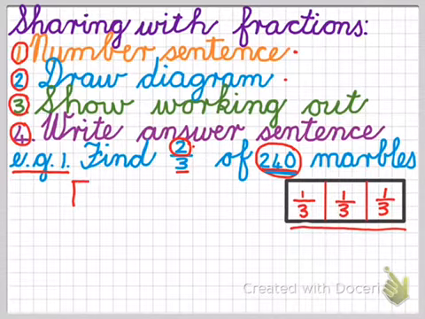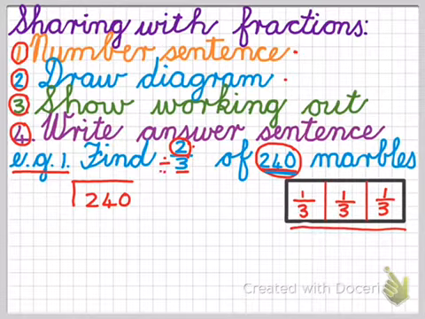Now, the first thing that we need to do is to make our little sum then, because we're going to be dividing 240. Let's divide 240 by 3. Remember, that's how we do it. We divide by our denominator. Divide by denominator. All right, so let's divide these by 3.